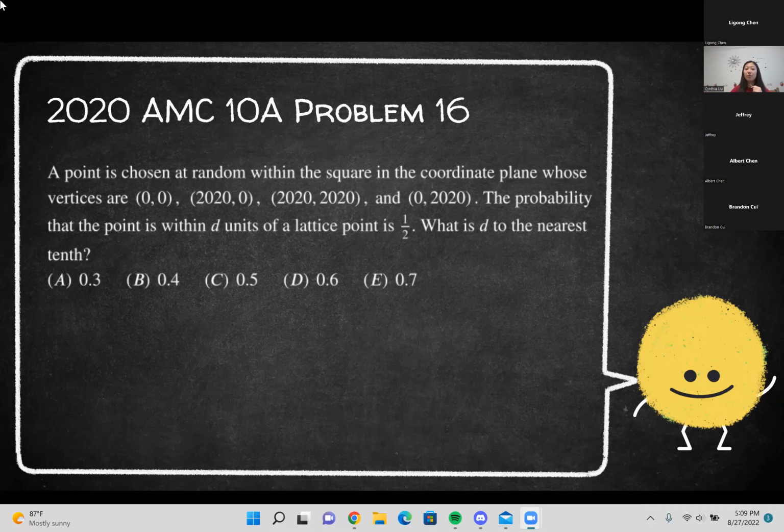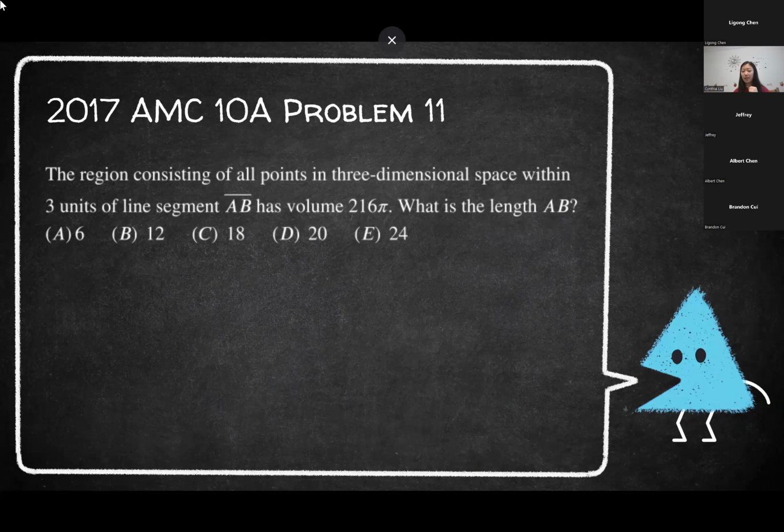So this example also uses locus because it's the region consisting of all points in the space. This last problem was in 2D, this one is in 3D. So you might have to visualize it a little bit more, but I'll give you a couple minutes to think about that. And if you don't have an answer, just send me what you're thinking, and that's okay too.